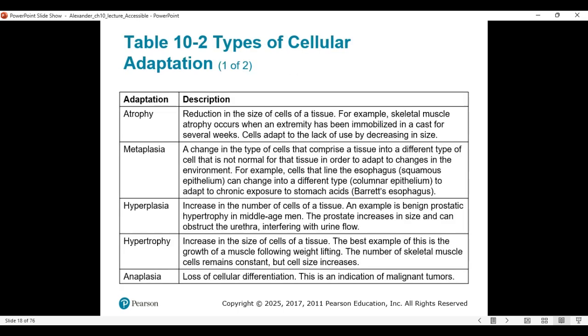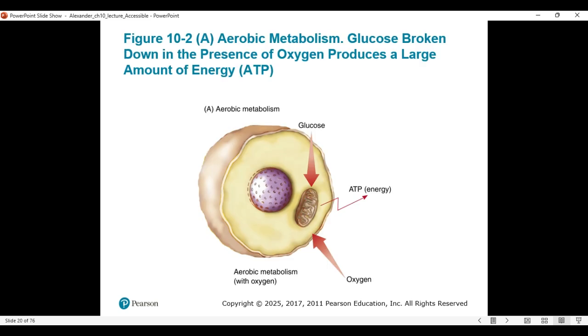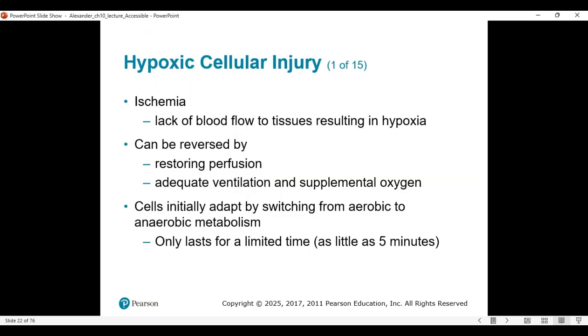Here are some types of cellular adaptations. These are all in your book. You need to read through these. Let's go into hypoxic cellular injury. Ischemia, this is lack of blood flow, which results in hypoxia. It can be reversed if we restore perfusion or if we ventilate with supplemental oxygen.